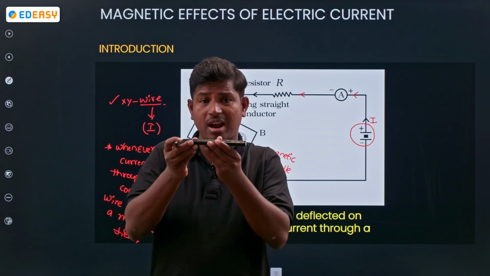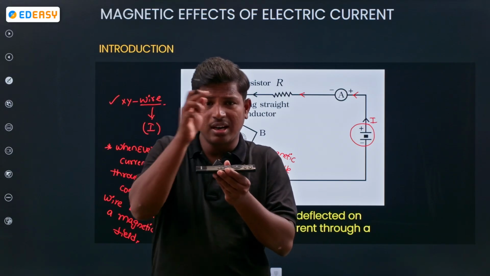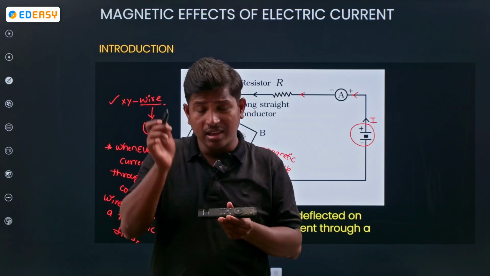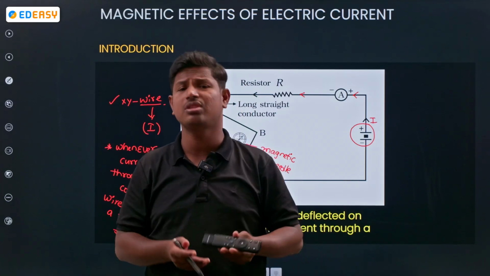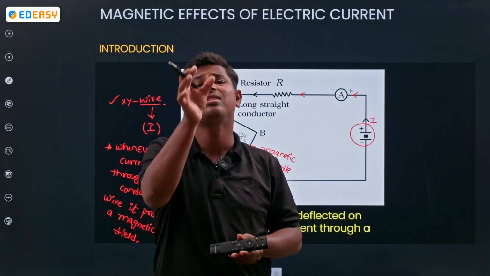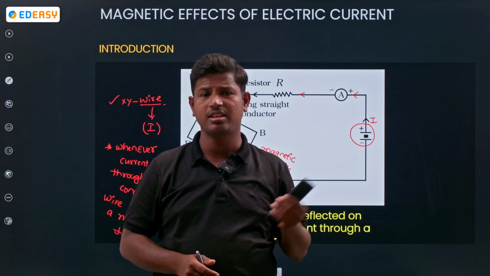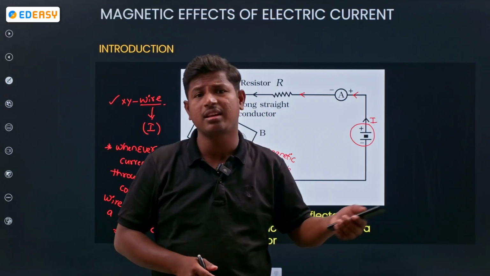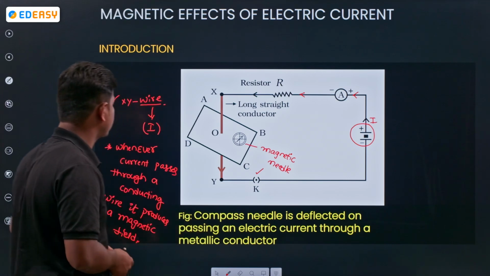In the chapter on electricity, what happened? We connected a battery through a conducting wire, and electricity passes through the wire. Electricity passing means movement of electrons or movement of positive charges. So these moving charges produce a magnetic field. Through electricity, what will you get? A magnet.